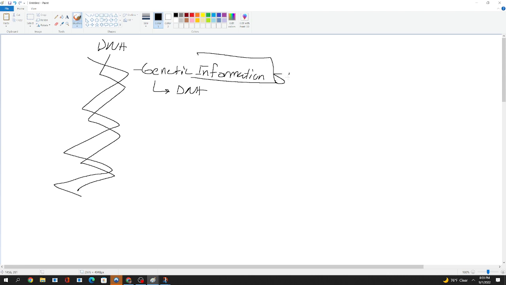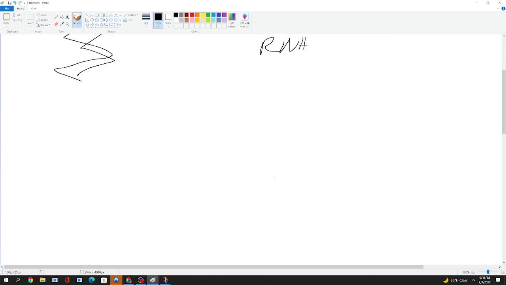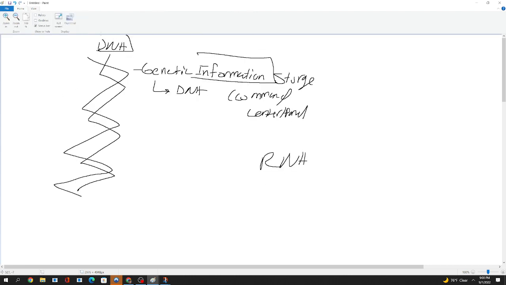Now, if I want to express that DNA, these are the commands. This is the command center. This is the best way to say it. It's the command center, or the command panel. If the command panel wants to say, hey, I want you to make this protein, I'm going to make RNA. Okay? Now, what is DNA in its actual word?